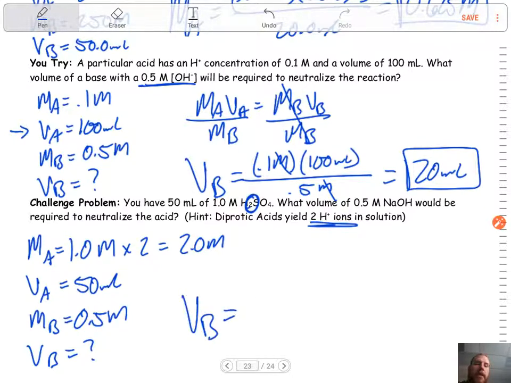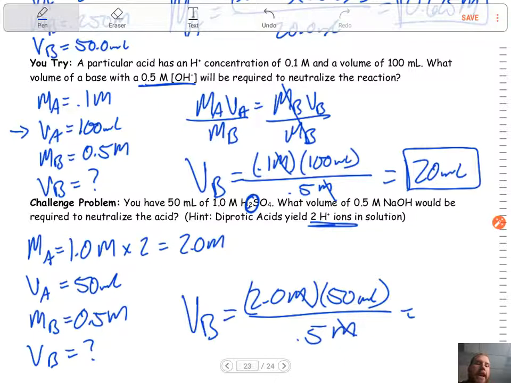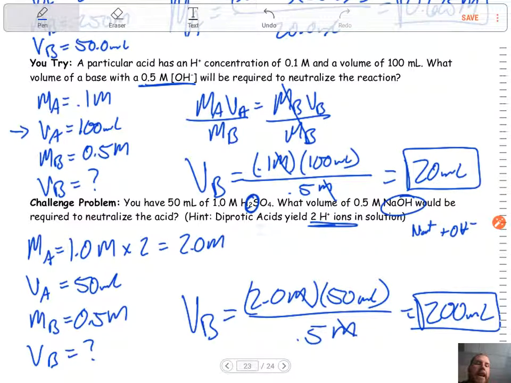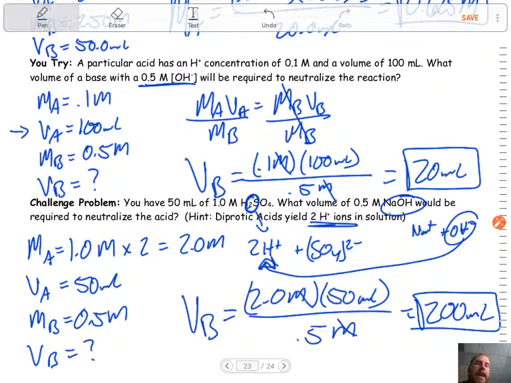So Vb is what I'm looking for. It's the molarity of my acid, which is 2.0, multiplied by 50 mLs, divided by 0.5 molar. So my final answer should be 200 mLs of my base, because sodium hydroxide only produces Na plus and OH minus, so there's only one hydroxide, but this acid produces 2 H plus ions plus SO4 2 minus. So hydroxide has to work twice as hard, or we need twice as much to balance out the number of protons. Okay, so these are some practice examples.